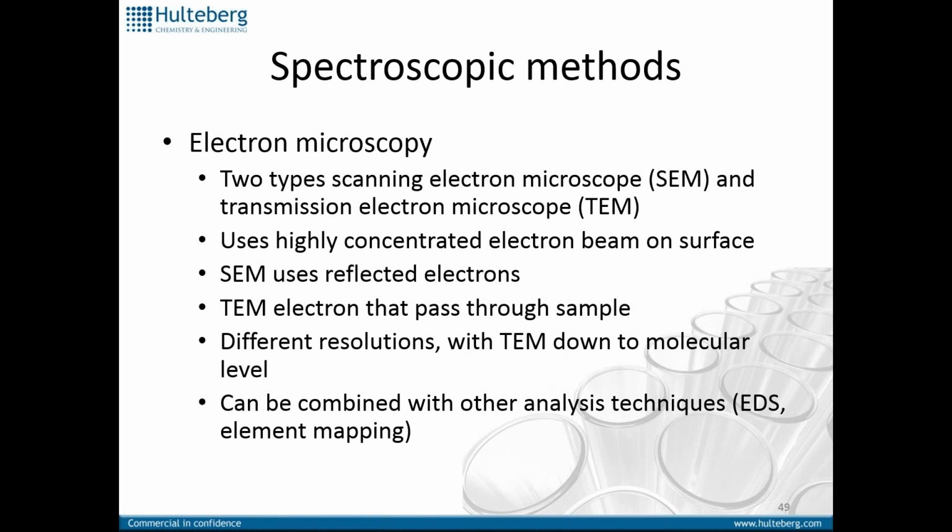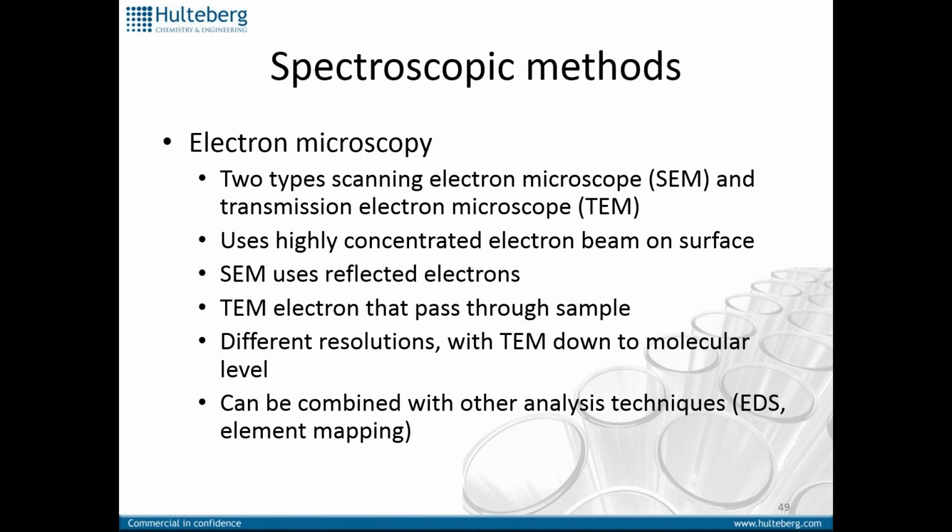Electron microscopy. Here we have two different types, scanning and transmission. It uses a very highly concentrated electron beam and looks at the surface. And for SEM, we use the electrons that are bounced back from the sample. For TEM, we use the electrons that pass through the sample. We get different resolution, and with TEM we get down to the molecular level.